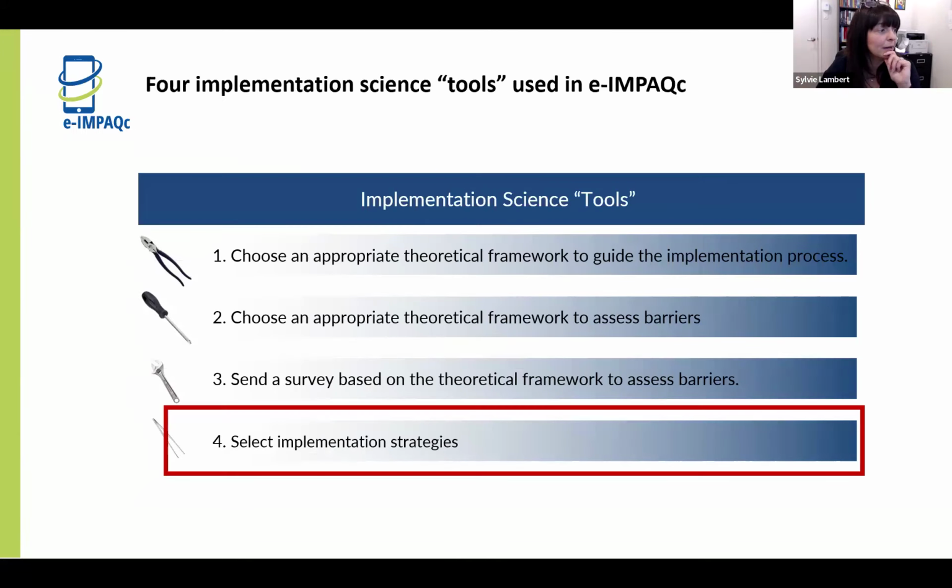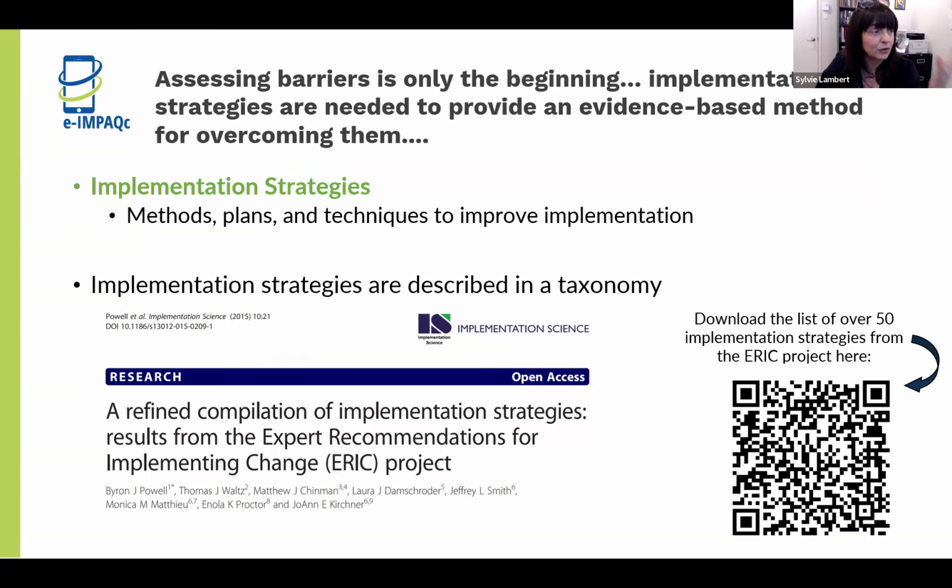So I see time is going by. So my last tool is implementation strategies. And again, there's a framework called the ERIC framework that exists.